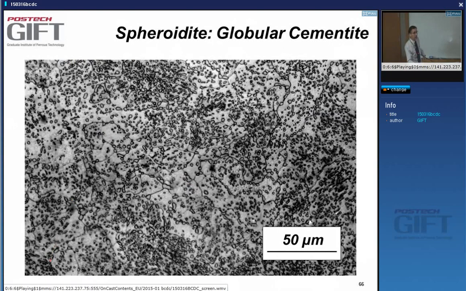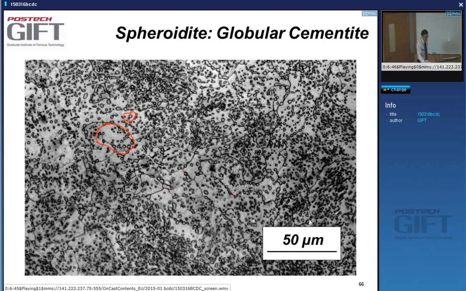which is the microstructure you get if you take a steel, an iron carbon alloy, and you anneal for a very long time, and you get the equilibrium microstructure, which consists not of this lamellar structure, but of these small globules of cementite here, and you see these larger grains here, ferrite grains. So that's actually the equilibrium microstructure.